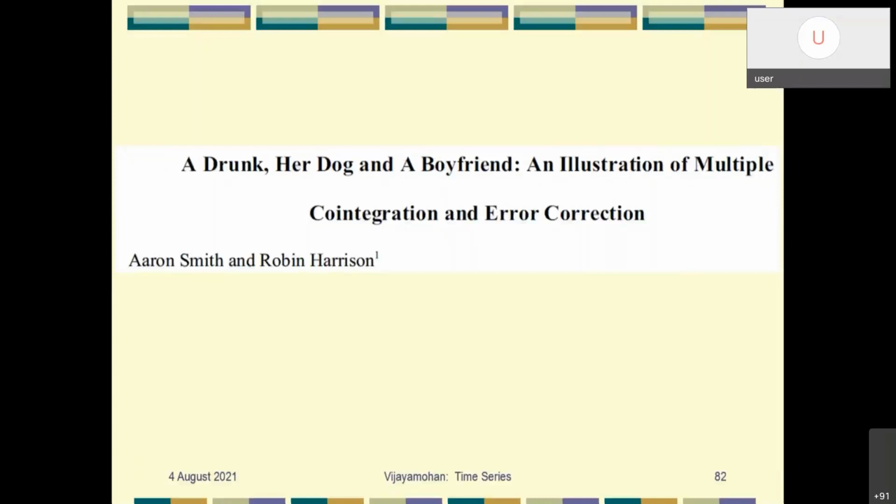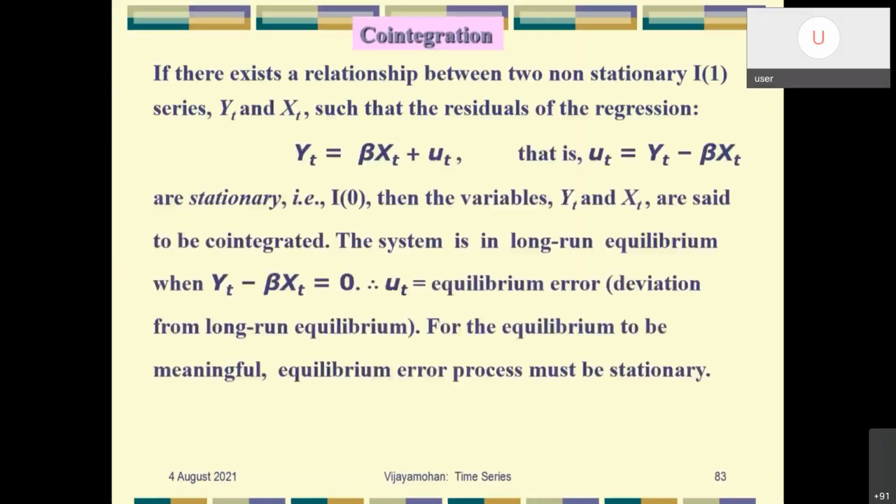So in this case, we have multiple cointegration. That is the drunk with her dog, and the dog with the drunk, then the drunk with her boyfriend, and then the drunk and the dog with the boyfriend. So we have multiple cointegration cases. So these cases I have already told you.